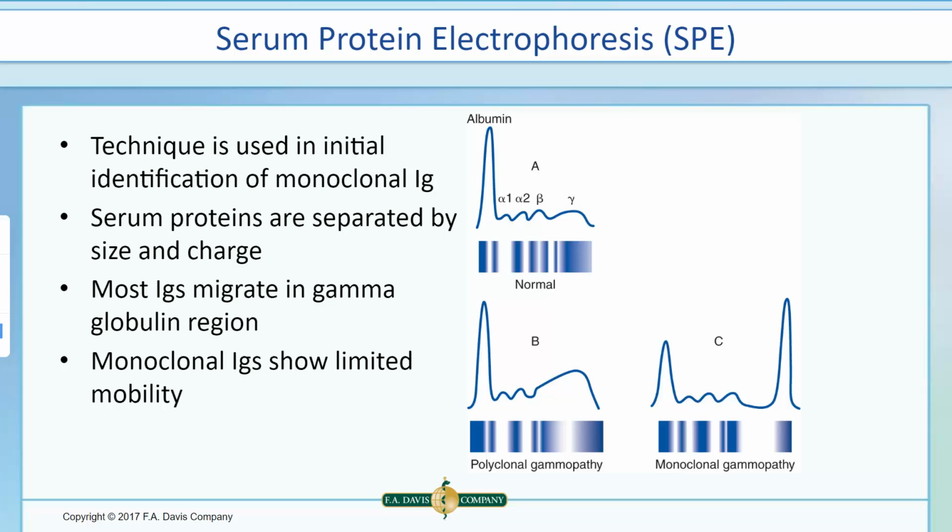In a normal patient, if you look at this one here, albumin should be the biggest, and then you should have some of these, and your gamma fraction should be wide but small. In here, you have polyclonal gammopathy, so you have a lot of different types of antibodies that are increased. In here, you have monoclonal gammopathy, where just one type of antibody is increased.